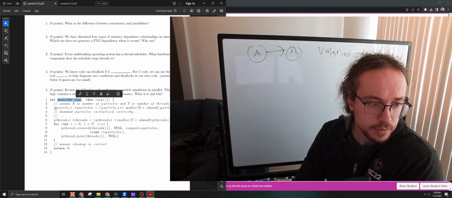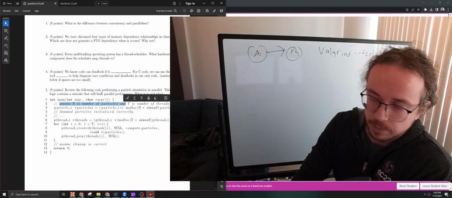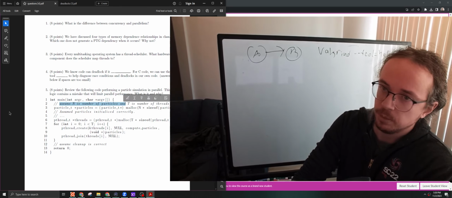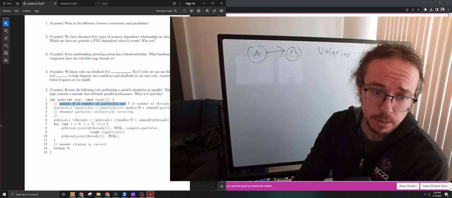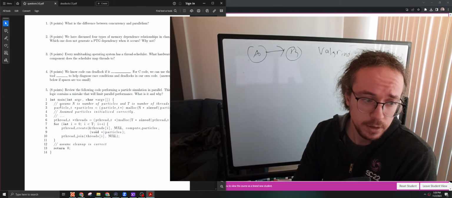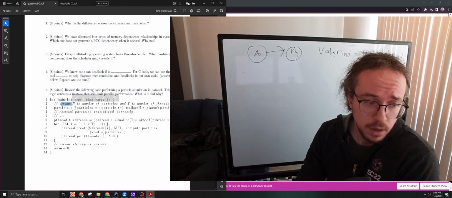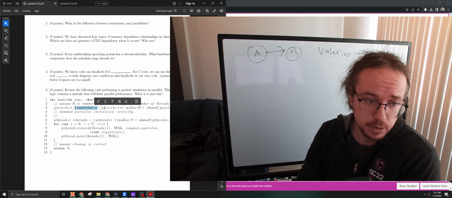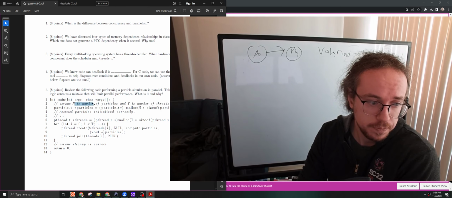We start in main. We assume n is the number of particles, t is the number of threads. Maybe that came from command line arguments. Maybe that came from a configuration file. Maybe we made them up. That's fine. It doesn't matter. It says assume. So we're going to assume. And then we're going to allocate a bunch of particles, a particle array, if you will, and use n as the number of particles, like we said we would.